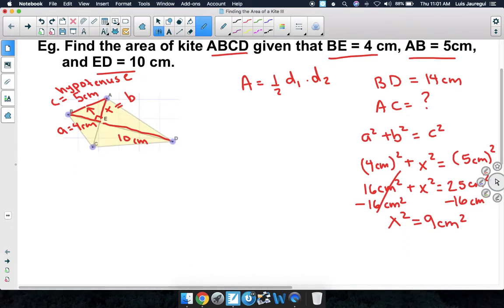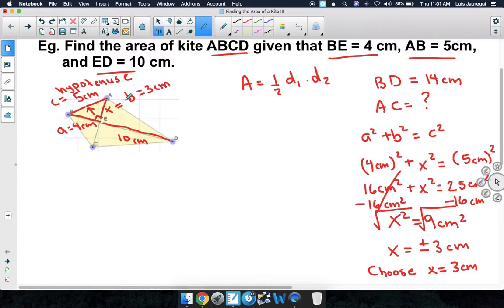Now, in order to solve for x, we need to get rid of the square. So let's take the square root on both sides of the equation. The square root of x squared is simply x, and that is equal to plus or minus the square root of 9, which is 3, and the square root of centimeters squared is centimeters. Since we're dealing with lengths, we can disregard the negative and choose x to be the positive value of 3 centimeters. So this x value is equal to 3 centimeters.